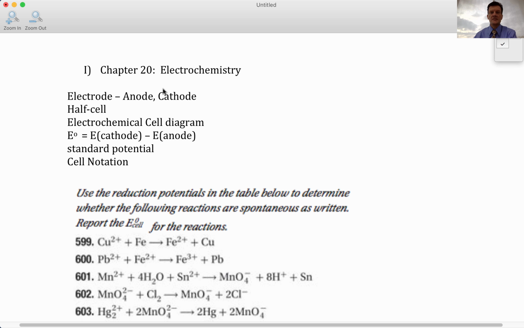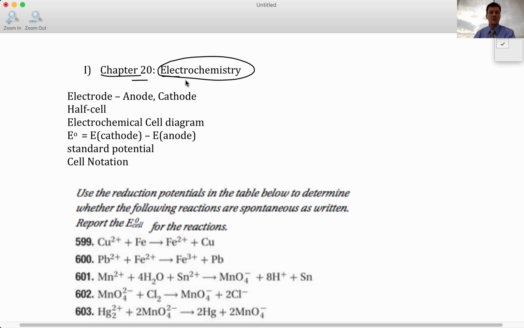All right, chemistry class, let's look at the final chapter for semester 2. We are looking at chapter 20, which is all about electrochemistry. So remember that electrochemistry is basically taking chemical energy and turning it into kinetic energy or electrical energy.